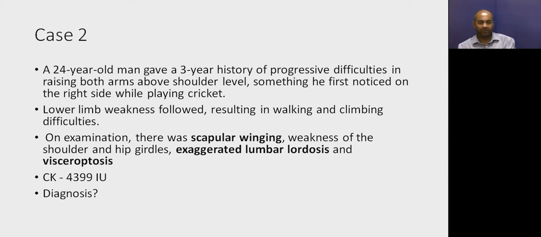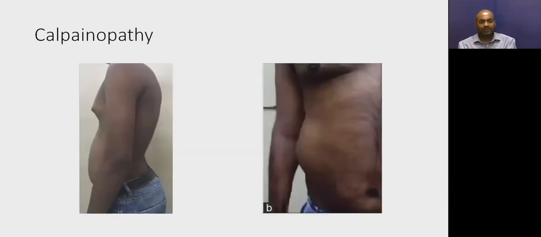Viscerotosis is the abdominal muscles being weak and the viscera protruding. So CK was around 4,000. What's the diagnosis? This is a patient with calpainopathy: proximal limb girdle weakness, exaggerated lumbar lordosis, viscerotosis. So we have to suspect calpainopathy.